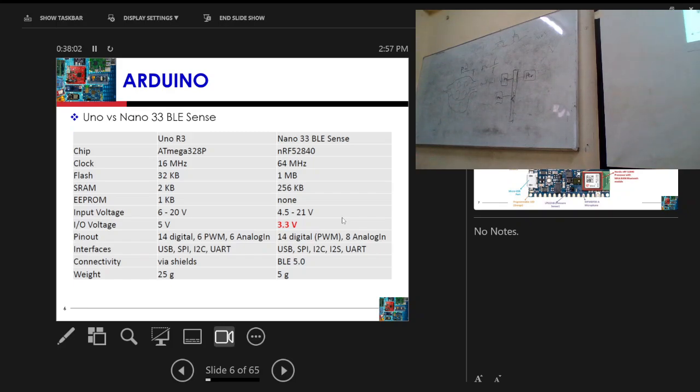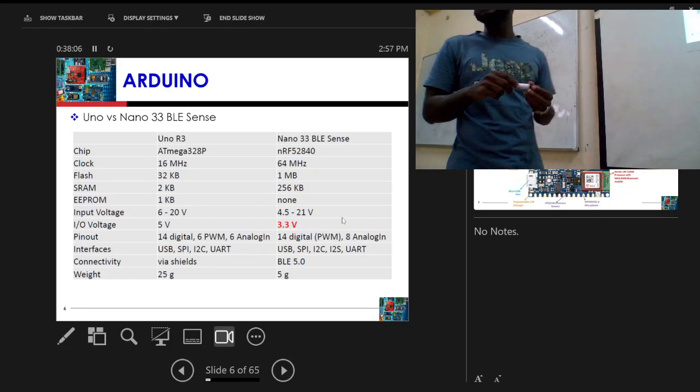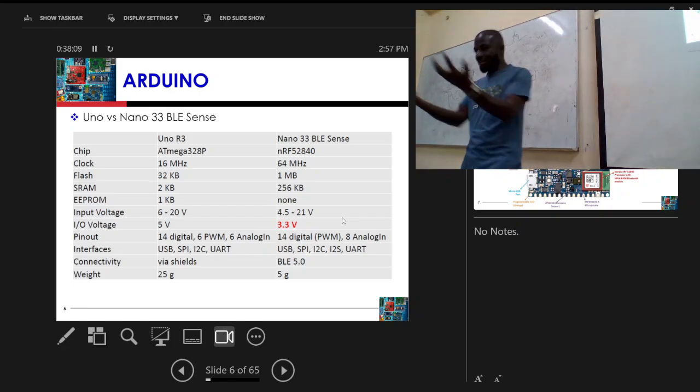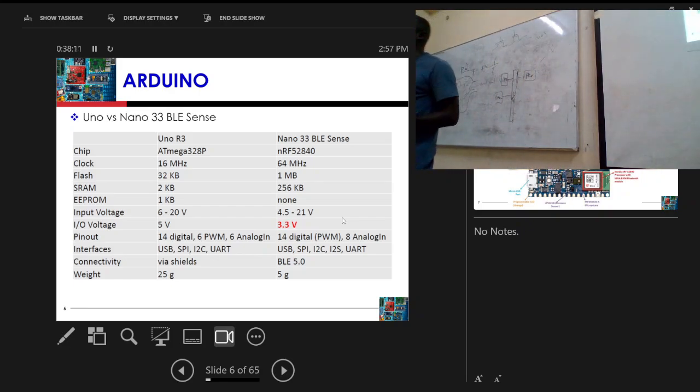So if you're designing an application where you want to take images, your sensor is an image sensor, a CMOS image sensor, and you want to let the Arduino do something with it, then you must use the Arduino Nano, because that one has a higher frequency. Or if you are sampling live audio, then the Arduino Nano will be your best choice over the Uno.